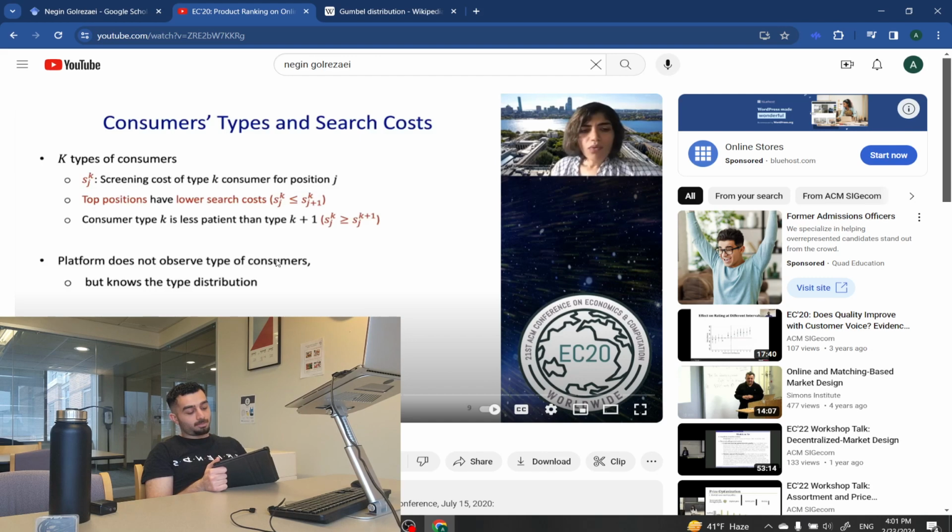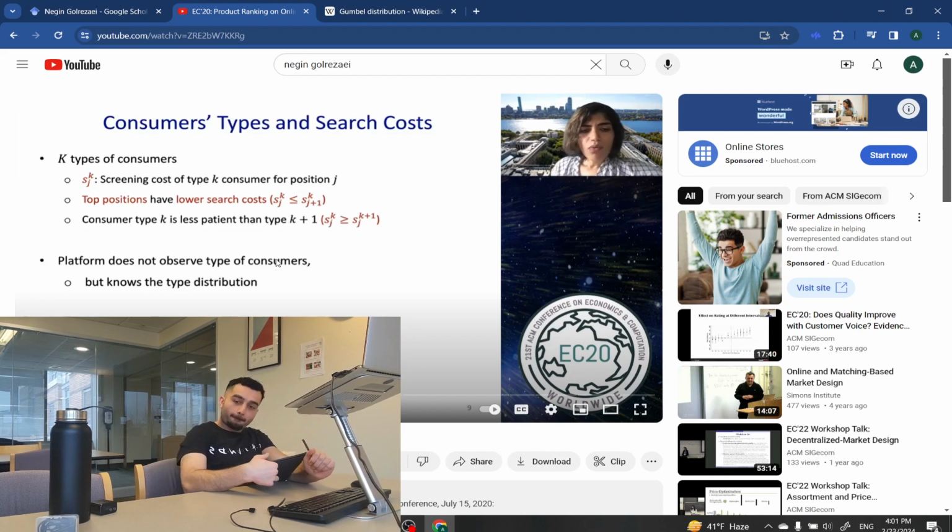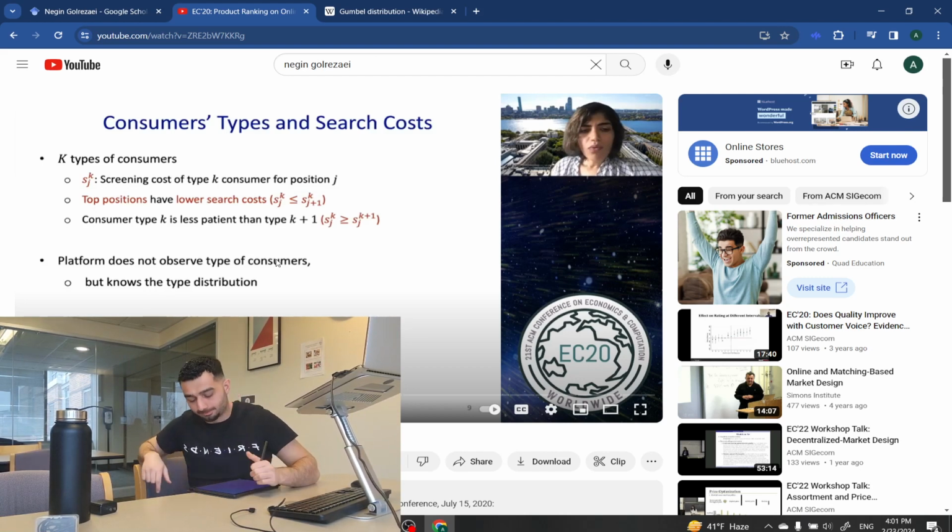I add K types of consumers. And also targeting. That's really where I think targeting is. Yeah, okay, about targeting. Targeted advertising.